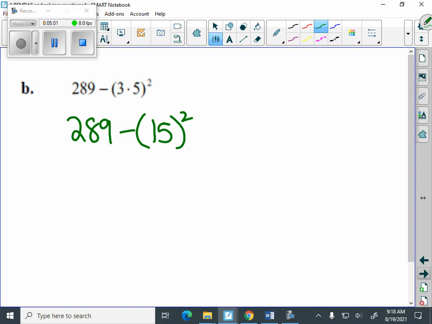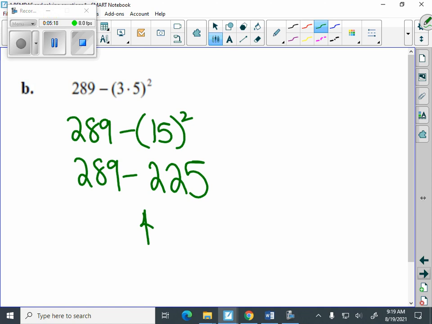So with that exponent here, 15 squared is 225. Again, that's something that you would use Desmos for. And then when we subtract, 9 minus 5 is 4, and 28 minus 22 is 6.